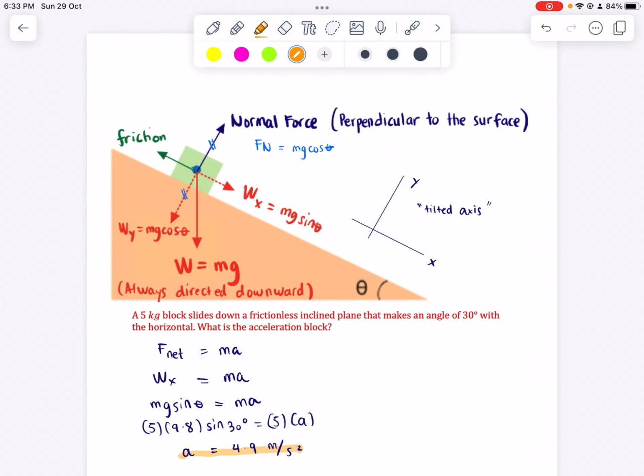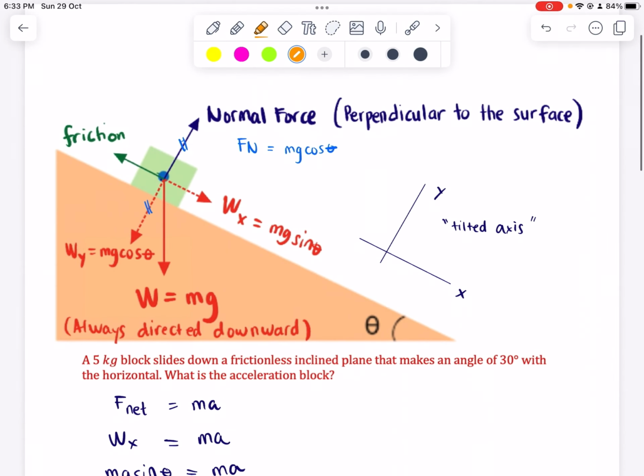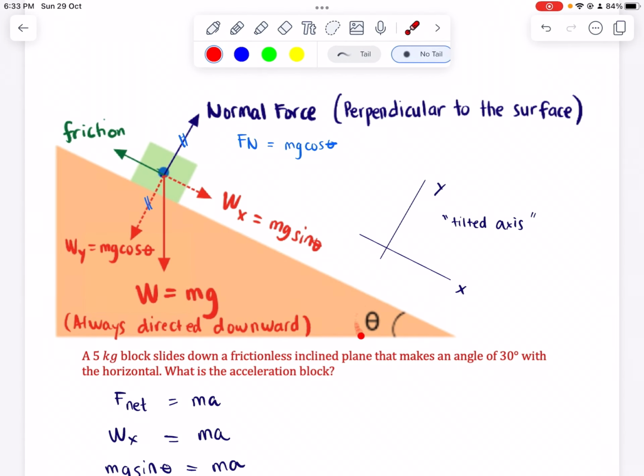So once again, when an object is on an inclined plane and we are given the angle that the plane makes with the horizontal, the weight will have x and y components. The x component will be mg sine theta, and the y component will be mg cosine theta, and this y component would always be equal to the normal force, so therefore the normal force would also be mg cosine theta.